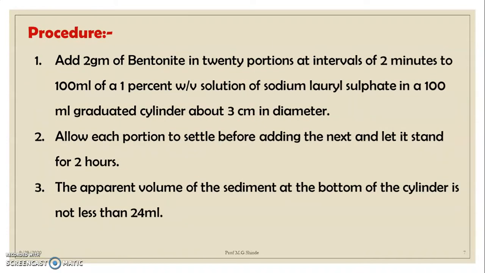So the procedure for today's practical. First of all, we have to weigh 2 grams of bentonite and divide it equally into 20 portions. That means we have to make 100 milligram portions of the bentonite. We add the first portion of bentonite to 100 ml of 1% weight by volume solution of sodium lauryl sulfate in a 100 ml graduated cylinder, which is 3 centimeter in diameter.